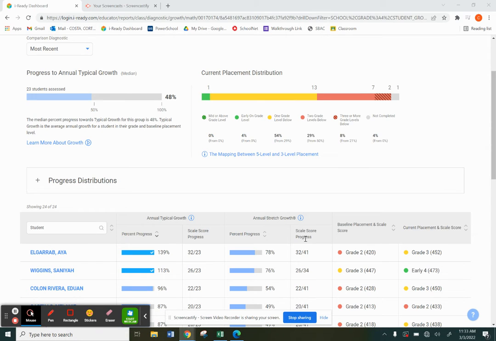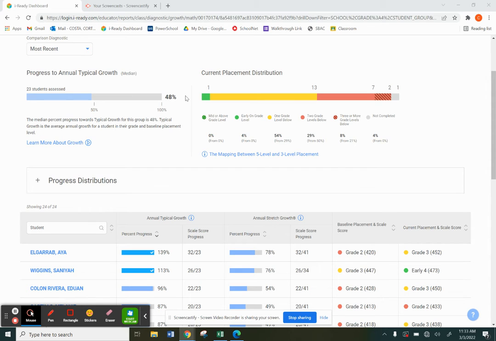Okay, so now we are in your diagnostic growth report. And this is where it's really important that we have a full understanding of what these numbers mean. So, again, if necessary, please feel free to go ahead and pause or go back and listen again if you need to. It's really important that these numbers make sense so that you can fully understand what's happening in the classroom. So, here we're looking at progress to annual typical growth.